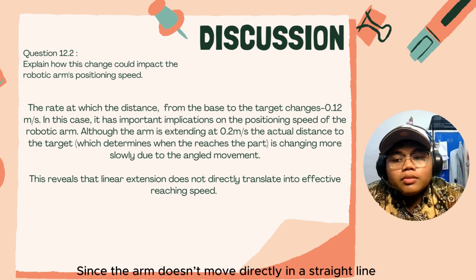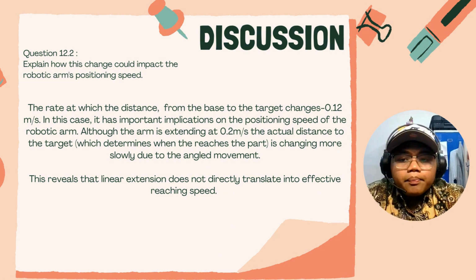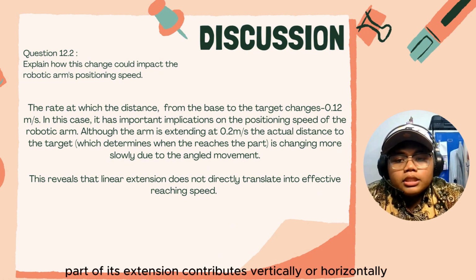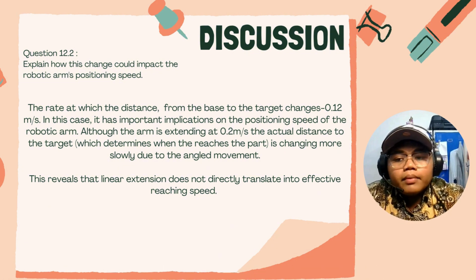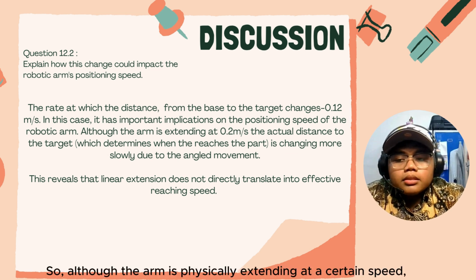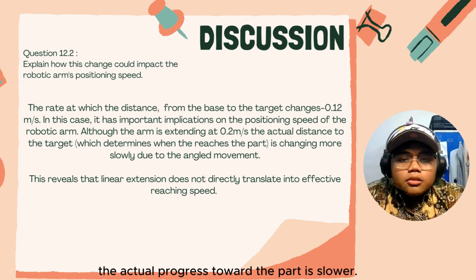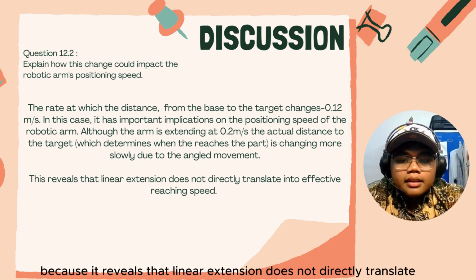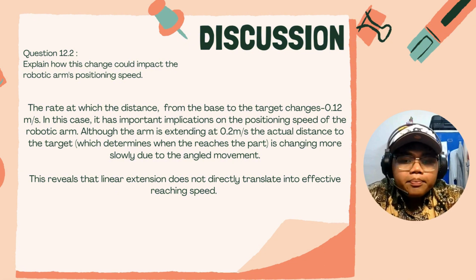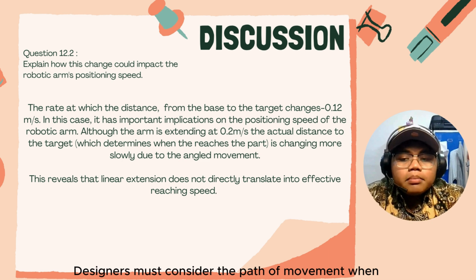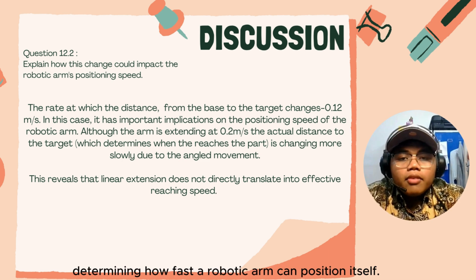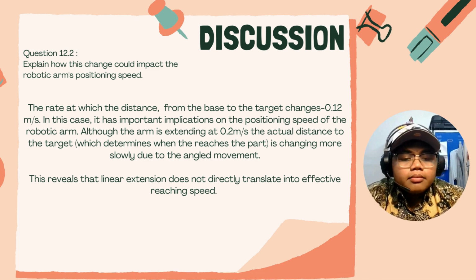This difference is due to the angled path of movement. Since the arm doesn't move directly in a straight line towards the target, part of its extension contributes vertically or horizontally, not directly toward the goal. So, although the arm is physically extending at a certain speed, the actual progress towards the part is slower. This is important in automation because it reveals that linear extension does not directly translate into effective reaching speed. Designers must consider the path of movement when determining how fast a robotic arm can position itself.